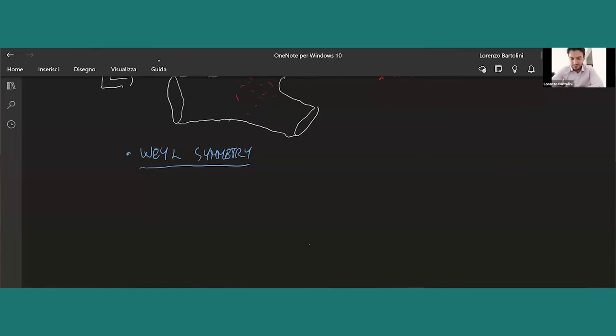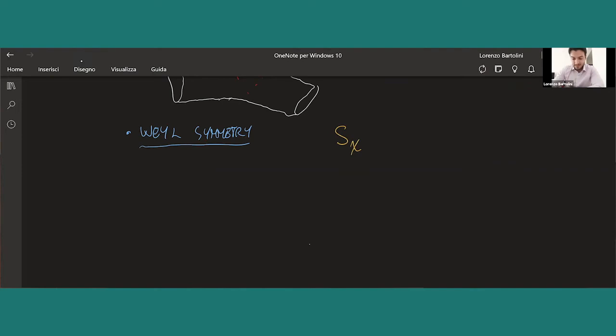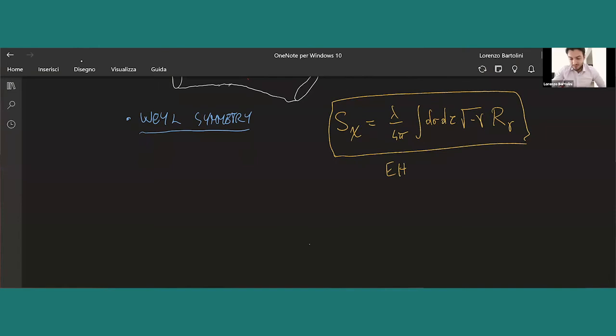But there is one term that you can add to the string action. And this term, let's call it S chi, is written like this: minus lambda over 4 pi, for some normalization, where lambda is for now a free parameter, which should be some coupling constant essentially. You have the integral over sigma and tau. We recognize this action because this is an Einstein-Hilbert action for the worldsheet metric.